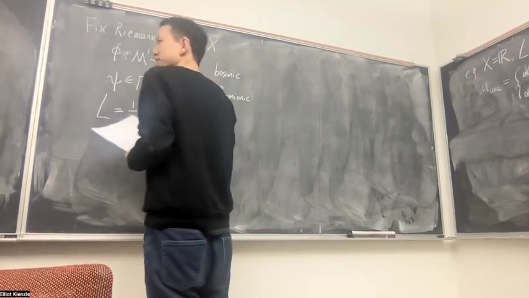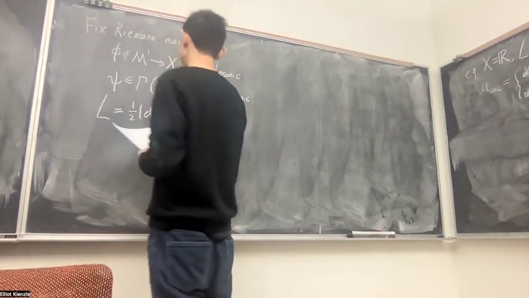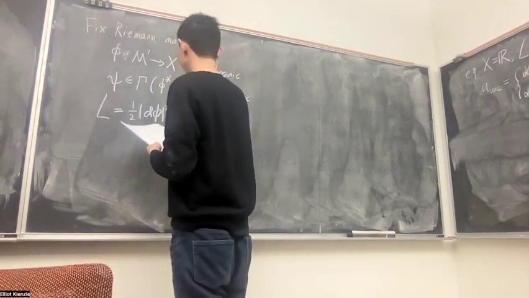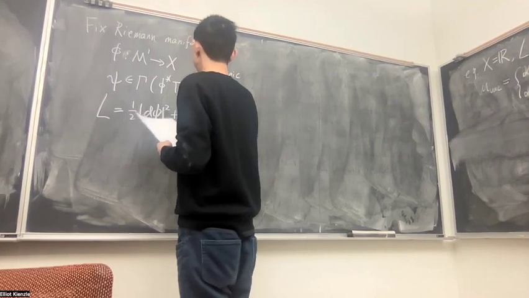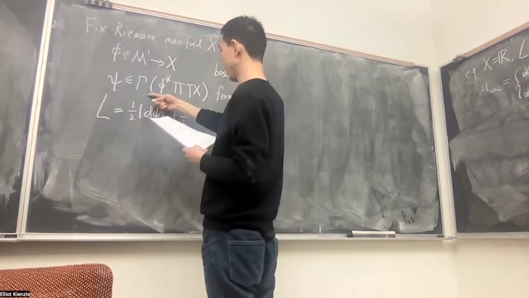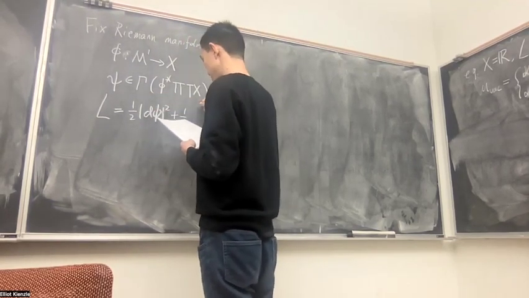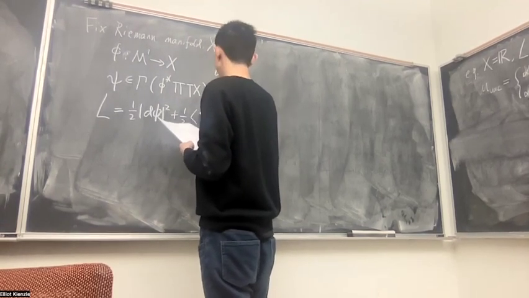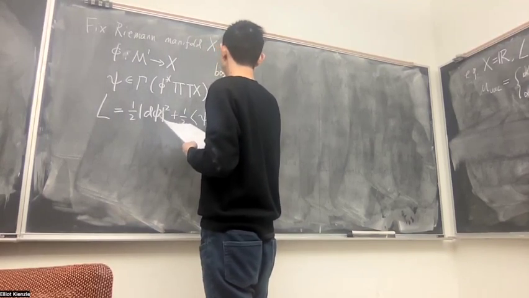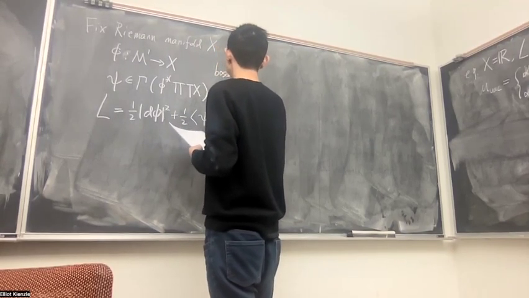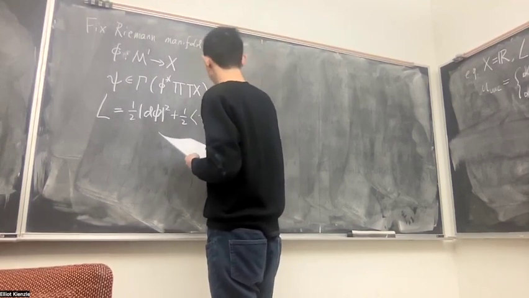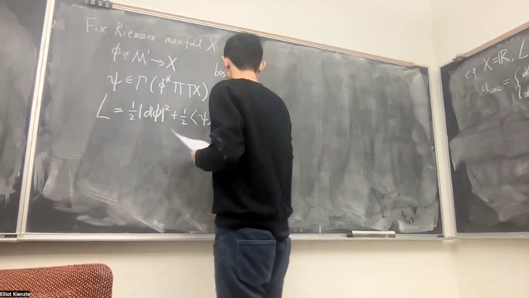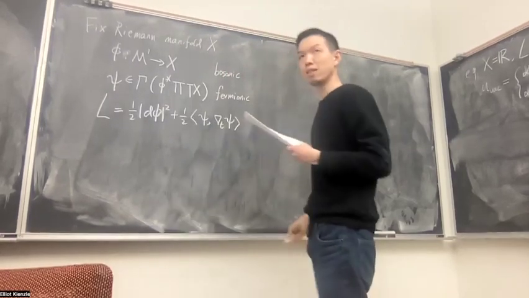And we write down some Lagrangian. Usually physicists will say a Lagrangian should start with the kinetic term, and for a bosonic field the kinetic term is something like this, plus the fermionic term, which comes from psi and the time derivative of psi.